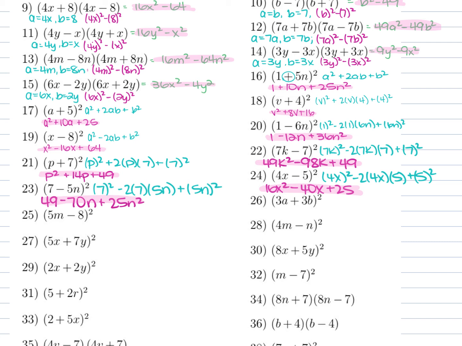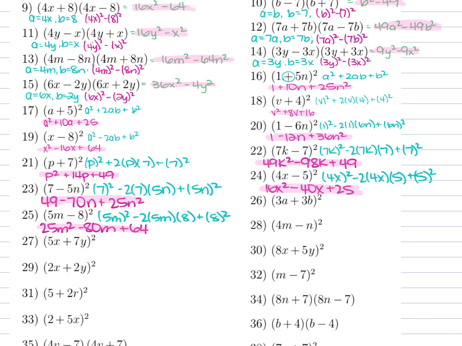For 25, you have 5m minus 8 squared. So we're going to do 5m squared minus 2 times 5m times 8 plus 8 squared. The 5m squared is 25m squared. Then the 2 times 5 is negative 10m times 8 is negative 80m. And then the 8 squared is 64. So we just have 25m squared minus 80m plus 64.